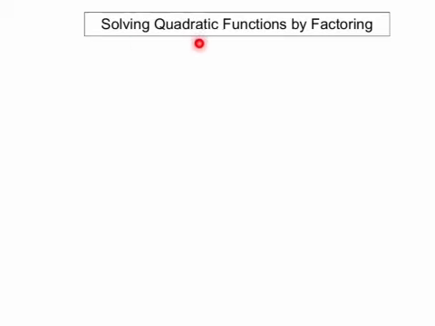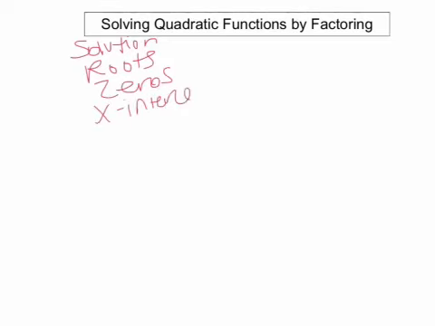Well, this is what I really want us to understand, which is solving the quadratic functions by factoring. So remember, if you're solving for something, you're looking for the solution. And we know the other words for solution are roots, zeros, or x-intercepts. So when we're solving a quadratic, we're looking for one of these. We're looking for the x-intercept. So what we've done so far is we've graphed a quadratic and we've found the roots, or the x-intercepts. So we've actually already solved a quadratic by graphing.